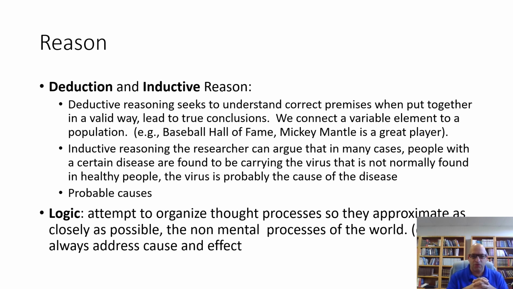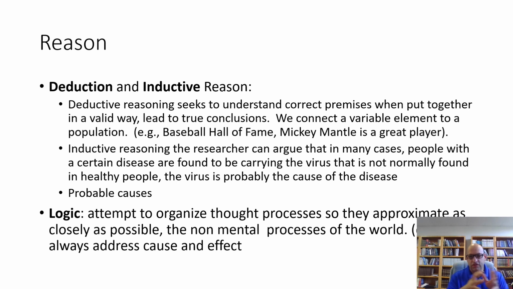Reason. Some of us are in this particular area of research. We love reason, and we use this often. We're strong at it. So this includes deductive and inductive reasoning. And as you read through this, you see some notes here. Deductive reasoning seeks to understand correct premises that, when put together in a valid way, lead to true conclusions. This gets us into what we call quantitative analysis or quantitative research. We connect variable elements to a population zone, such as the Baseball Hall of Fame. Mickey Mantle is a great player, and so we connect those two points of study.